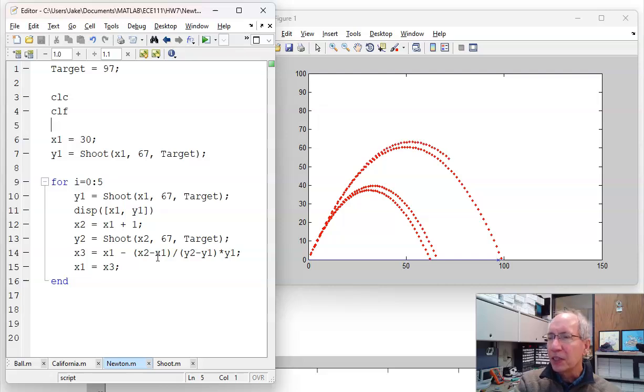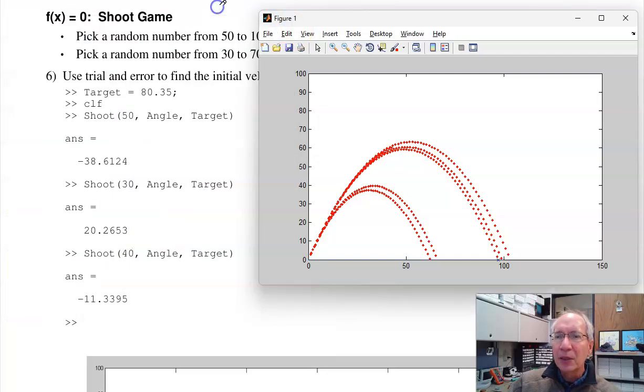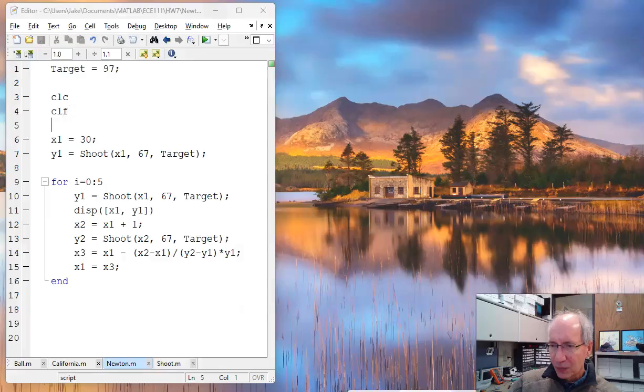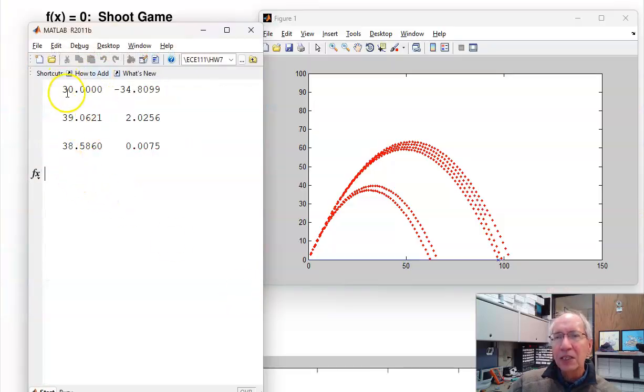I perturb that by 1. Find the sensitivity, or the derivative, same thing. Now find the zero crossing. That's my next guess. Comes in, just about nailed it. In the Matlab window, I can see my first guess was 30, second guess 39, then 38.586. That's Newton's method. Also converges very, very quickly.